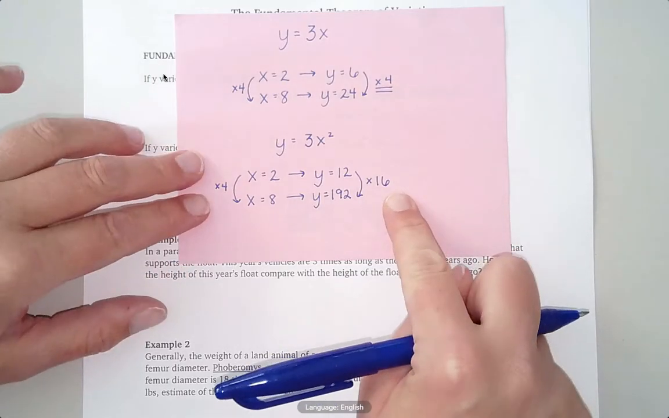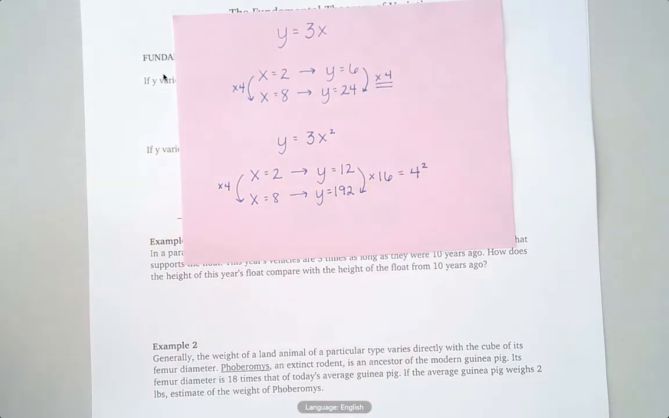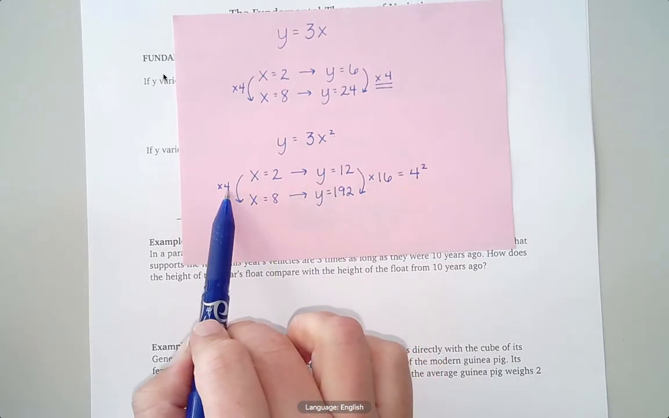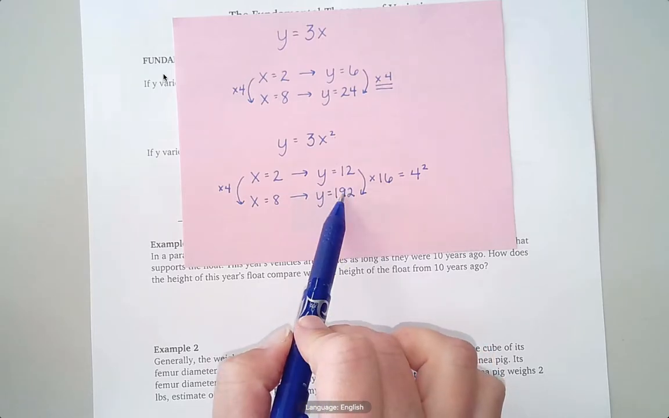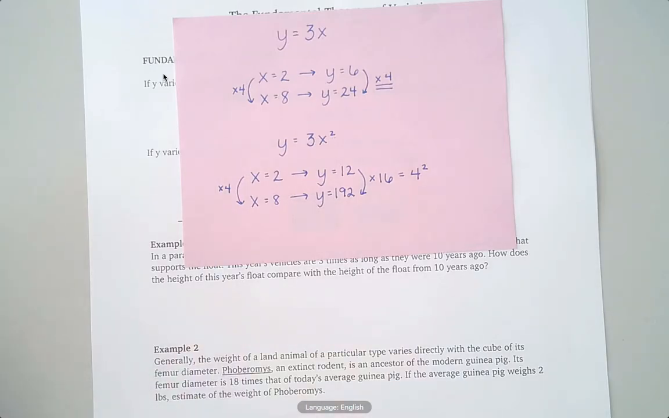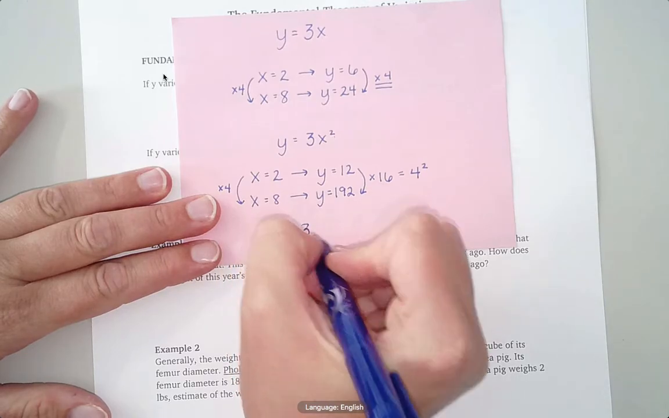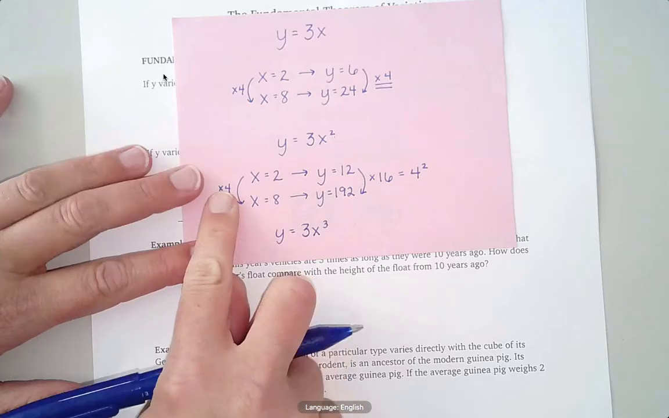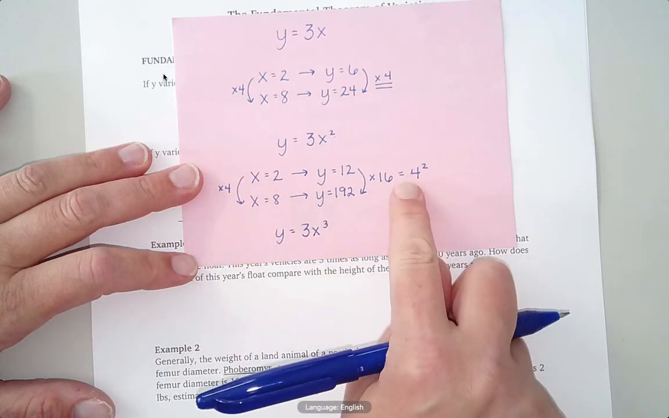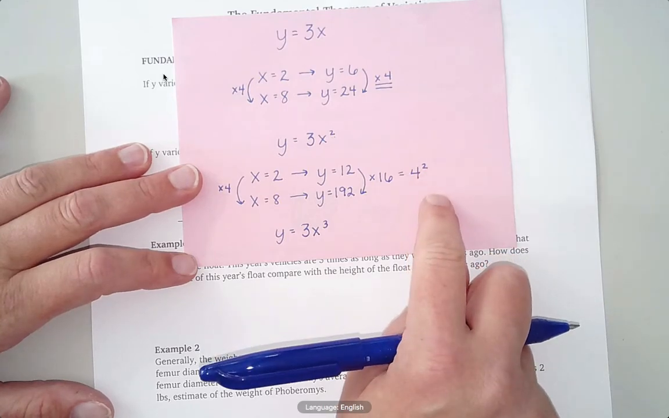Well, if you think about 16, 16 is really equal to 4 squared. Our equation had a square in it. So when I multiplied my x value by 4, the effect on the y value was that it was multiplied by 4, but also being squared. Just to point this out, if I was working with the equation y equals 3x cubed, and I did this same thing, if I multiplied the x's by 4, I would expect the y values to get multiplied by 4 to the power of 3. That's what the fundamental theorem of variation is all about.